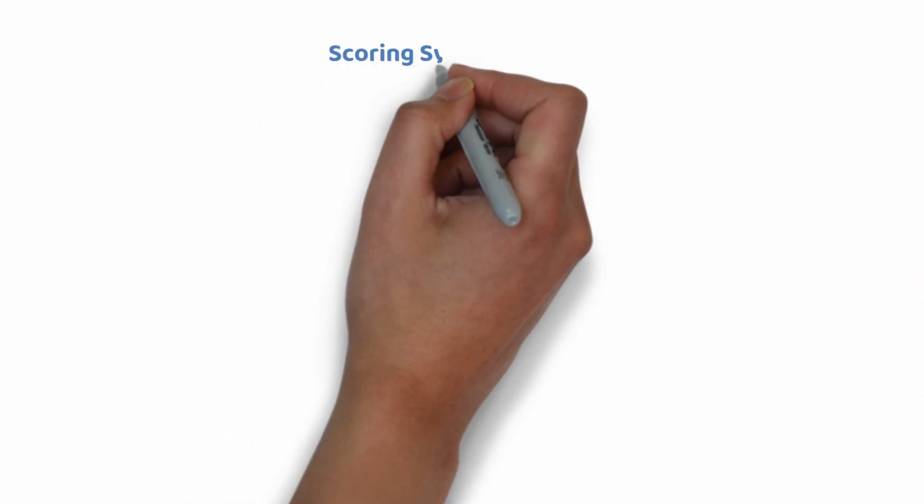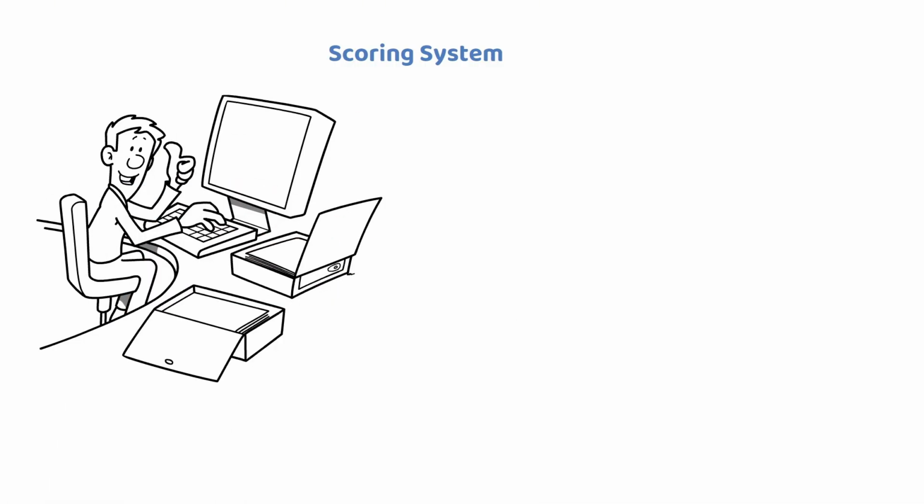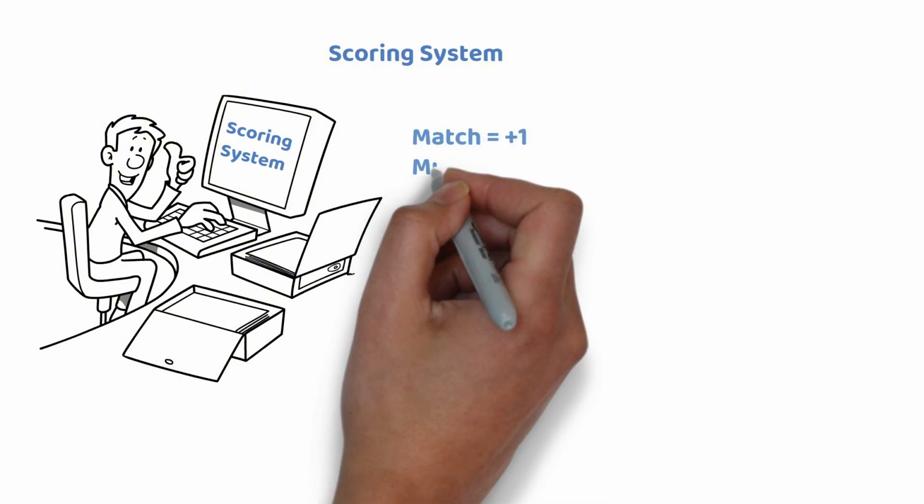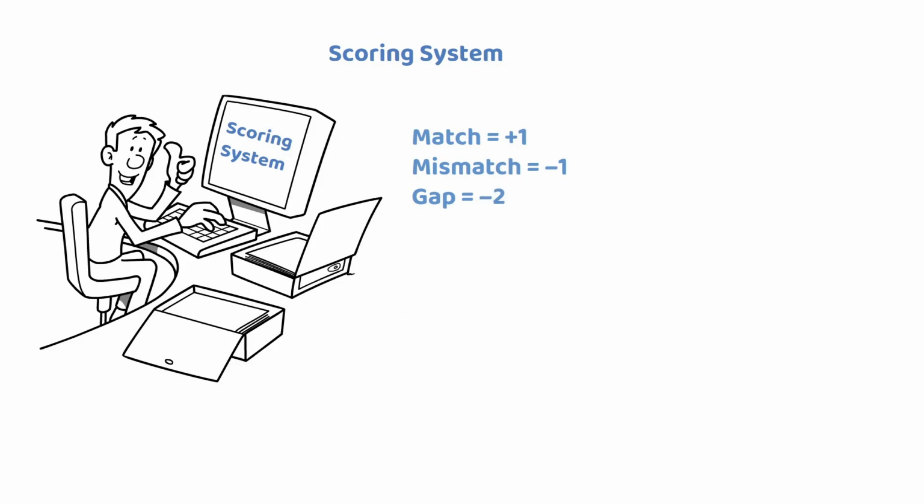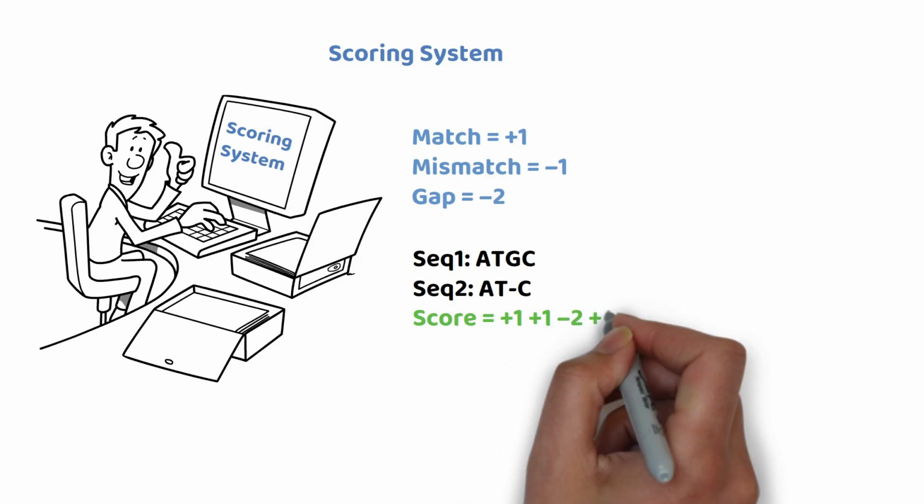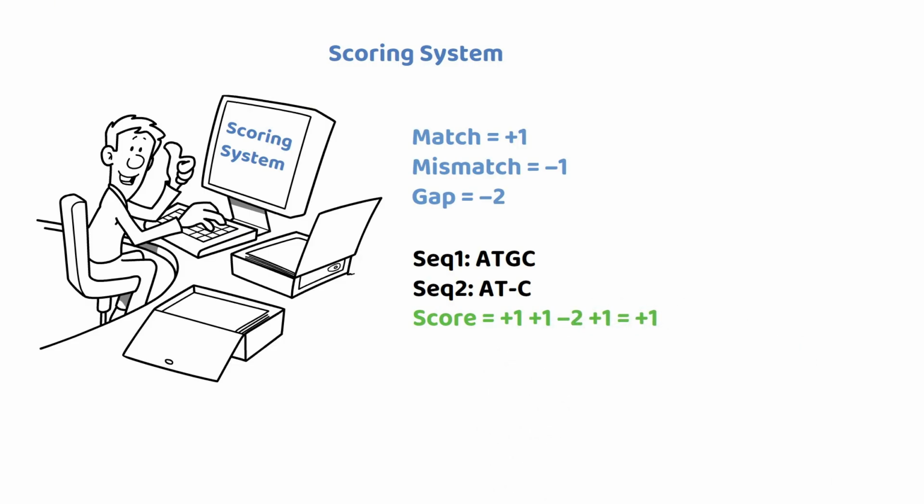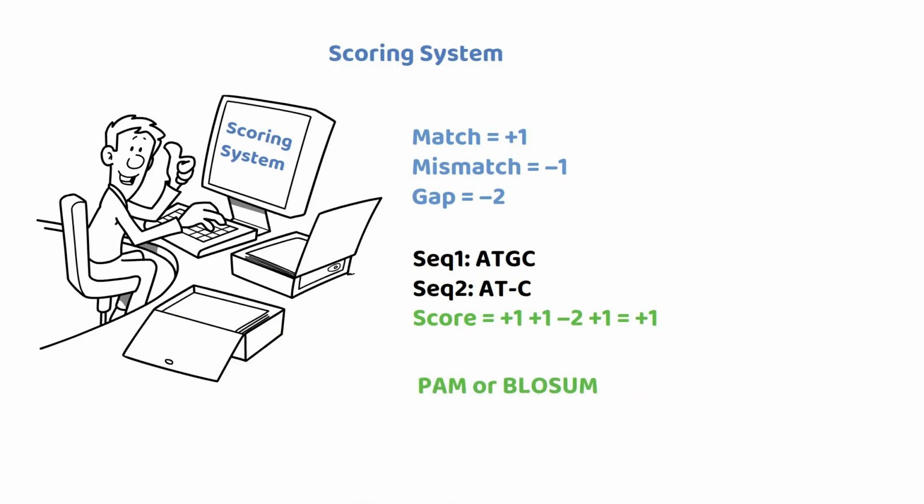Scoring system. How do computers decide which alignment is best? They use a scoring system. Match is equal to 1, mismatch -1, gap -2. For example, we have sequence 1 and sequence 2. So the score will be 1. Higher scores mean better alignment. For proteins, special scoring matrices like PAM or BLOSUM are used to reflect evolutionary substitution patterns.